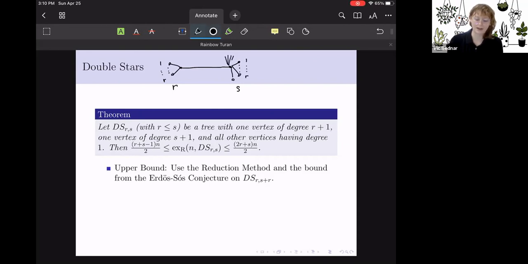However, if we add in R more leaves here, augment that graph the way we were talking about for the reduction method, all of these leaves have to have new colors. And so we'll have that rainbow DS_{R,S} inside of this DS_{R,S+R}. I didn't bother giving this backbone edge a color, but obviously that one would have a color as well. It just doesn't go into that calculation of how many leaves you have. So we use this new double star with the Erdős–Sós conjecture to get this upper bound.